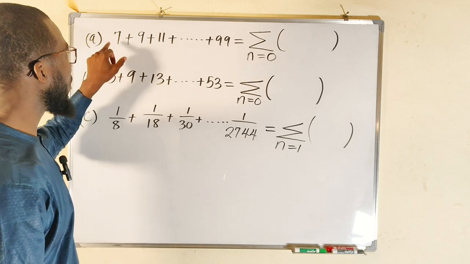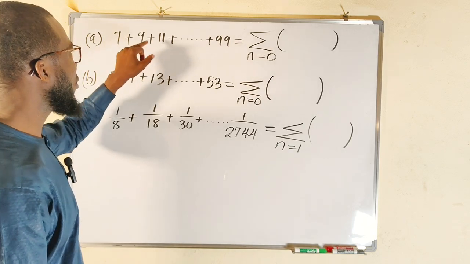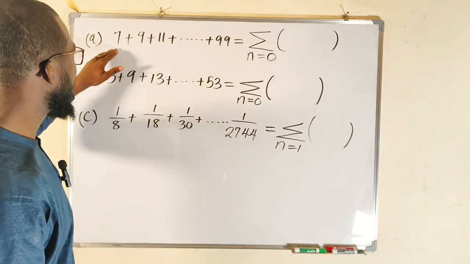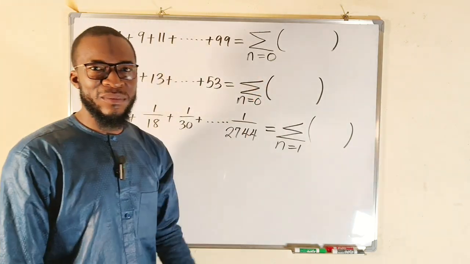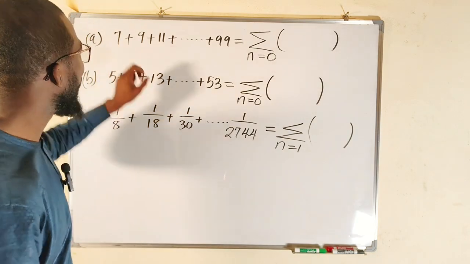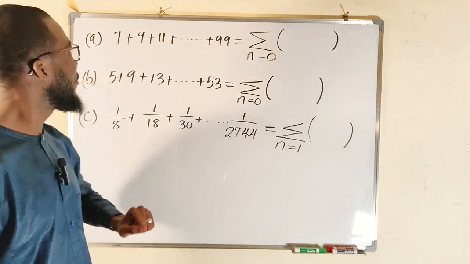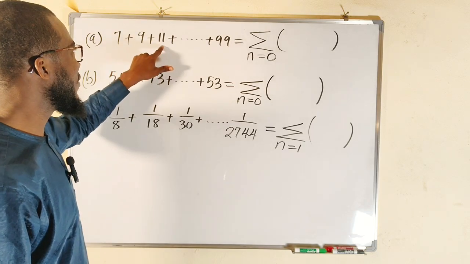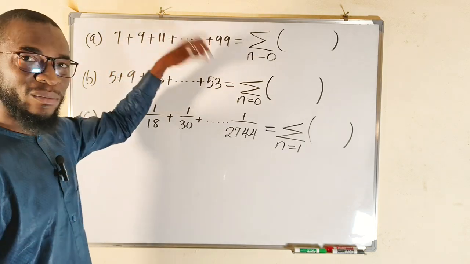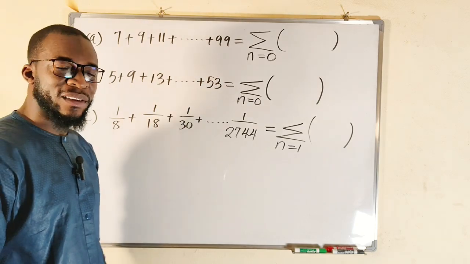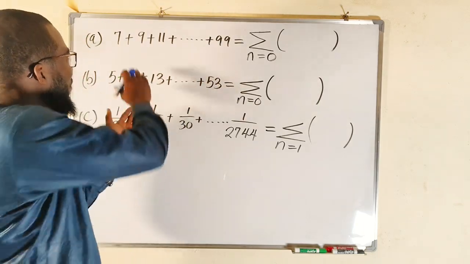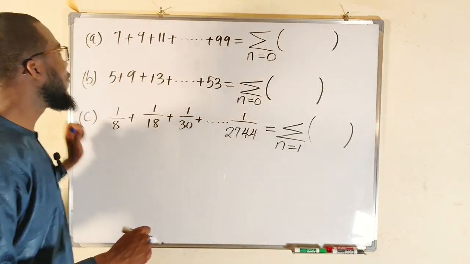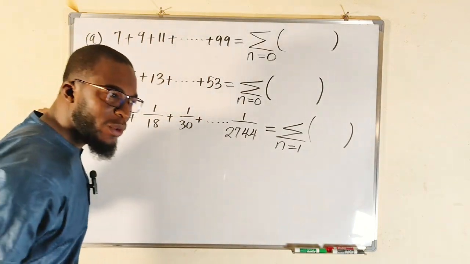We have 7 plus 9 plus 11 plus up to 99. If you look carefully, this is an arithmetic series. Why? Because we have a constant common difference of 2. 7 plus 2 is 9, 9 plus 2 is 11, plus 2 is 13, plus 2 is 15, up to 99. Since this is an arithmetic series, we can come up with a formula that defines every single term.